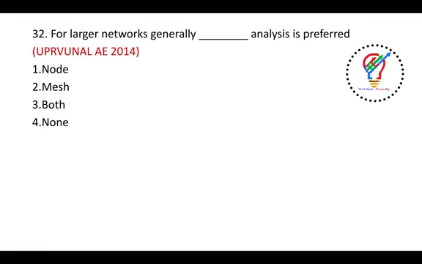Next one, for a linear network generally dash analysis is preferred. This was asked in the 2014 UPRVU AE paper. For a larger network, we prefer node analysis. Why? Because with the help of node analysis, the equations and calculations carried out in the computer will be reduced. That's the reason why we prefer nodal analysis.